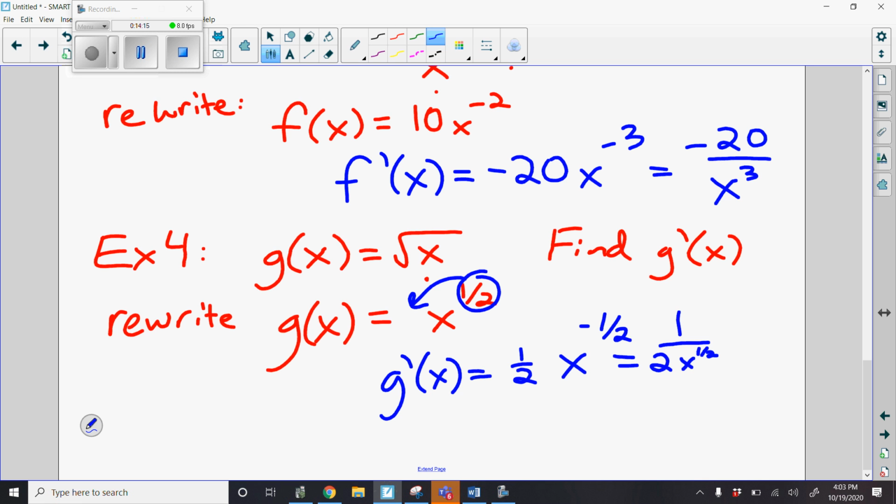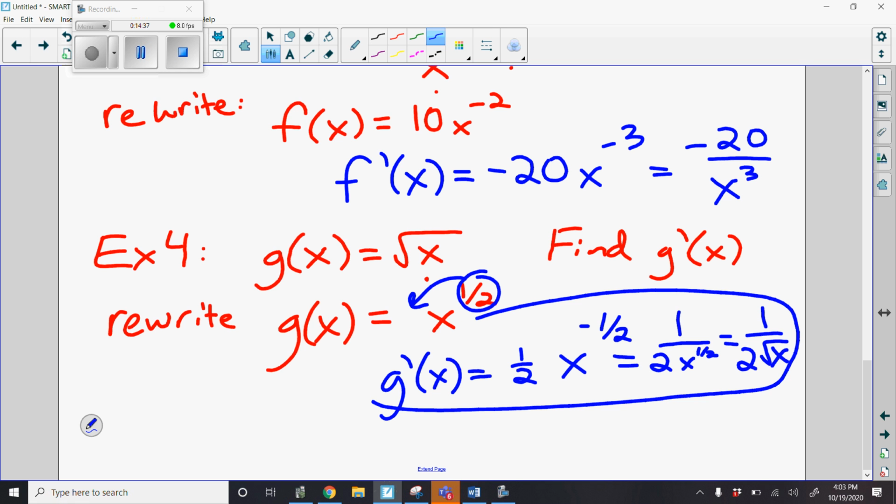So I fixed the problem with negative exponents, but I still have a rational exponent. We can now convert back into the form of radicals by calling this 1 over 2 root x. We get g prime to be 1 over 2 root x. Again, all three of these are equivalent answers. However, if you're not going to be using your calculator and you're going to evaluate, this answer is going to be much easier to evaluate.